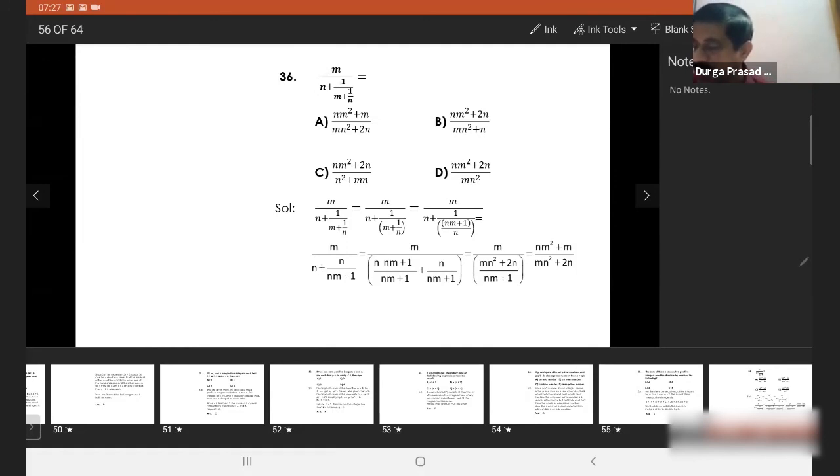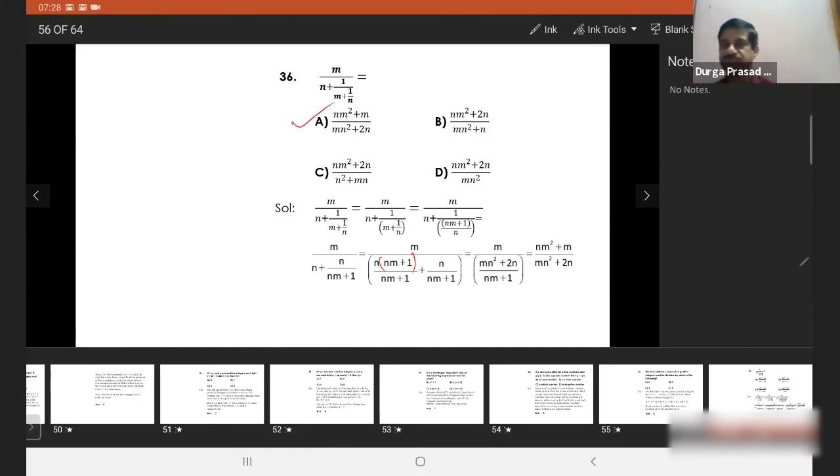m by n plus 1 by m plus 1 by n is equal to what? So first we'll start this elimination. If you take LCM, mn plus 1 by n, so this goes up. So that becomes n by nm plus 1. Now again, you take LCM. So n into nm plus 1 plus n by nm plus 1. If you take LCM, you'll get mn square plus n plus n. So n plus n is 2n. So this goes up. So m into nm plus 1 is nm square plus m by mn square plus 2n. So you have option A.